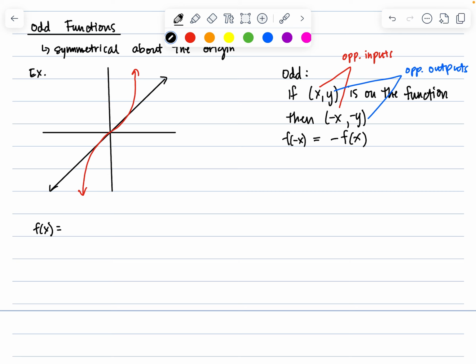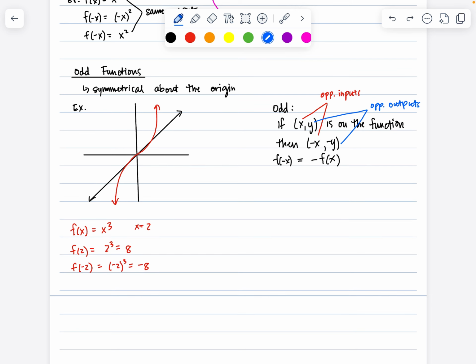And then we could see that with a quick example. F of x, and this can be the red one. So let's do this in red to keep this organized. That is a cubic function, so we'll do x cubed. And let's say x is equal to 2. If I plug in 2, we will get 2 cubed, which is 8. But if I plug in a negative 2, then you get negative 2 cubed, which is equal to negative 8. So opposite inputs, you can see the 2 and the negative 2, opposite inputs, opposite outputs. Okay? So that's how you know if it's even or odd.